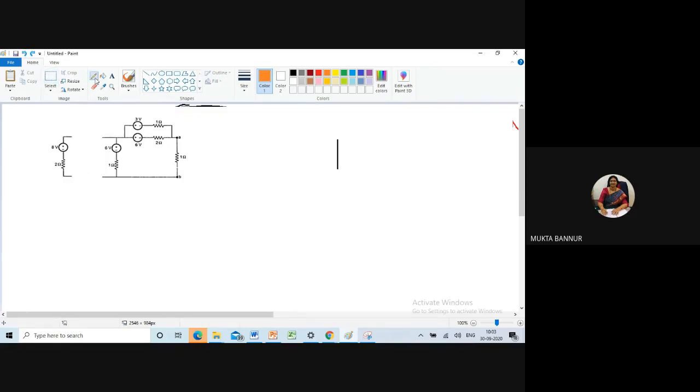I'll connect one resistor across. See, the meaning of the circuit will become different. Now I have to convert it into a current source. What will be the equivalent?